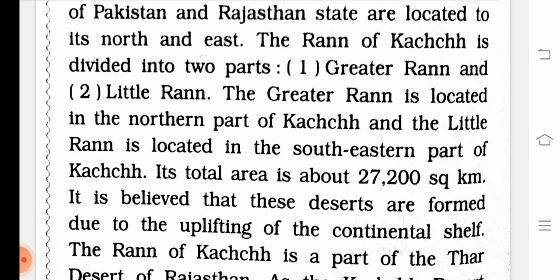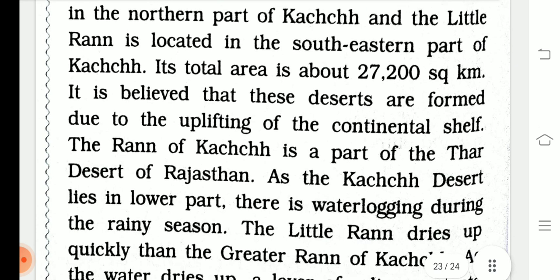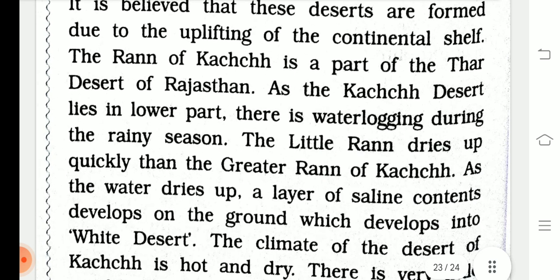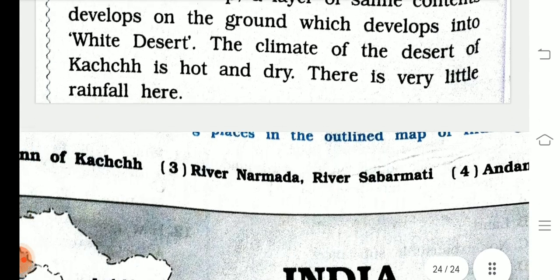It is believed that these deserts are found due to the uplifting of the continental shelf. The Run of Kutch is a part of the Thar Desert of Rajasthan. As the Kutch Desert lies in the lower part, there is waterlogging during the rainy season. The Little Run dries up quicker than the Greater Run of Kutch. As the water dries up, a layer of saline content develops on the ground, which develops into a wide desert. The climate of the desert of Kutch is hot and dry. There is very little rainfall.